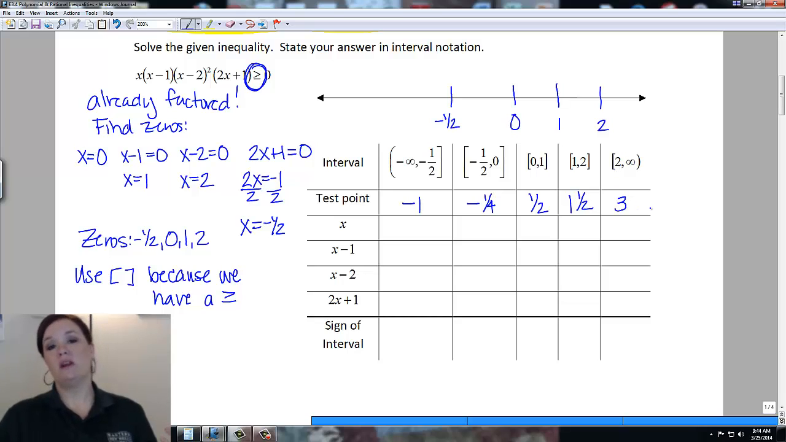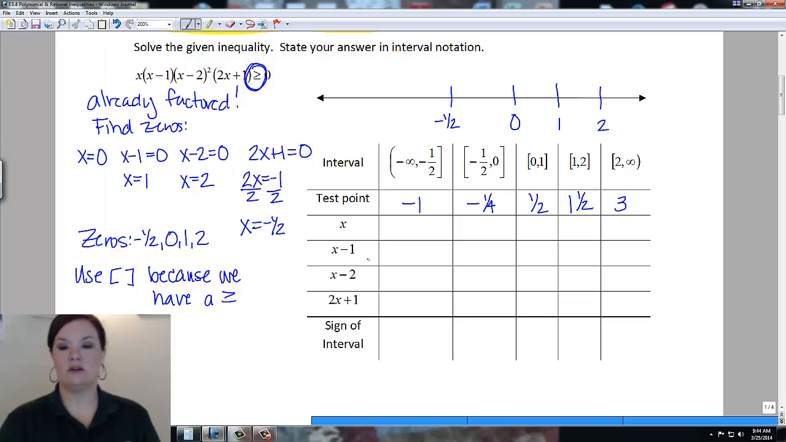So remember, whenever we tested our intervals before, all we do is plug those numbers back into our function and see what it equals. And if it equals a positive, we know it's above the x-axis. If it equals a negative, we know it's below. Now here, I don't actually care what the value is, what the y value is when I plug it in. I just want to know if it's positive or negative.